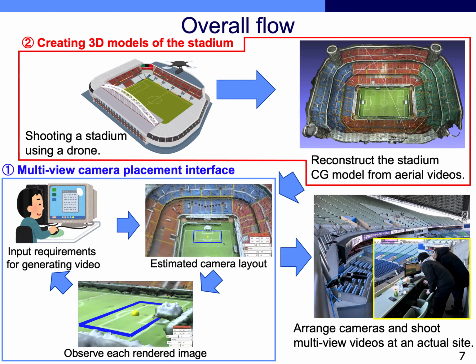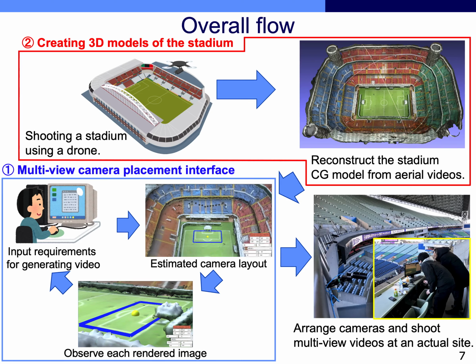First, starting from the figure at the top left, we take pictures of the stadium, for example using a drone, when we go to the real stadium for the site inspection. Then a 3D model of the stadium from the aerial images is created. The created 3D model is imported into the multi-view camera placement interface to simulate the multi-view camera placement on the 3D model.